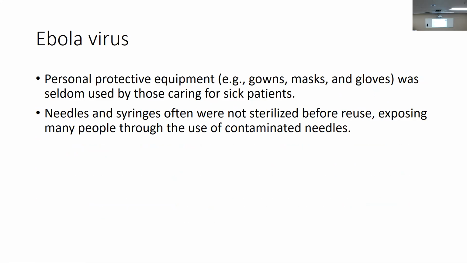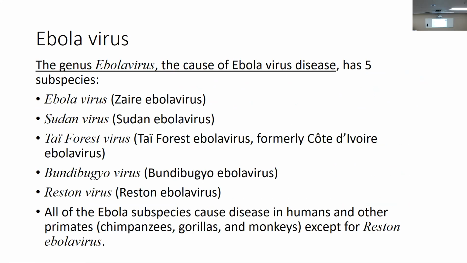PPE was seldom used for those caring for sick patients. Needles and syringes were often not sterilized for reuse, exposing many people through the use of contaminated needles. So it has 5 subspecies. We see there's a Zaire, a Sudan, a Thai Forest Ebola, and those are the ones we had on that first picture of those different bats being in different places.